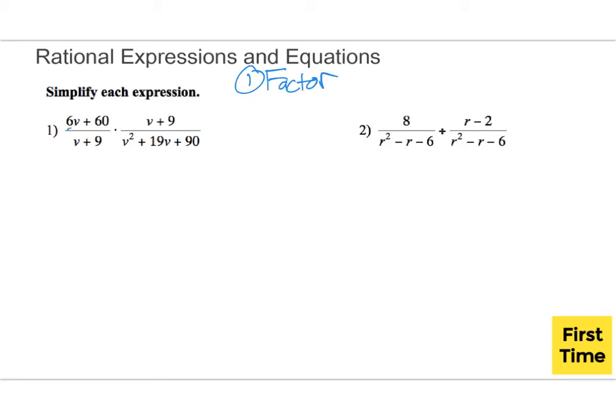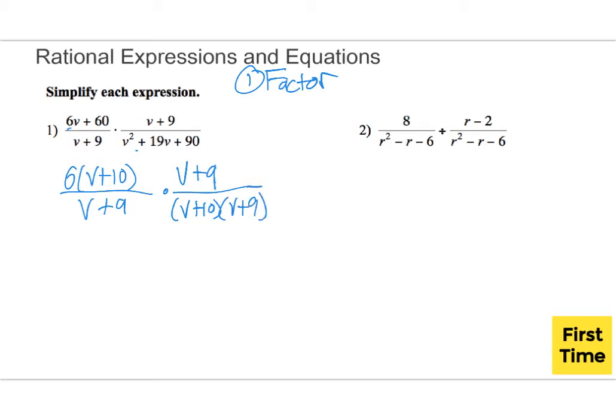All right, 6v plus 60. I can take a 6 out of that, leaving me with v plus 10. Nothing comes out of the bottom, so that's still v plus 9. Nothing comes out of the next top part, so that's v plus 9. And for the bottom part, that's going to factor into v plus 10 and v plus 9.